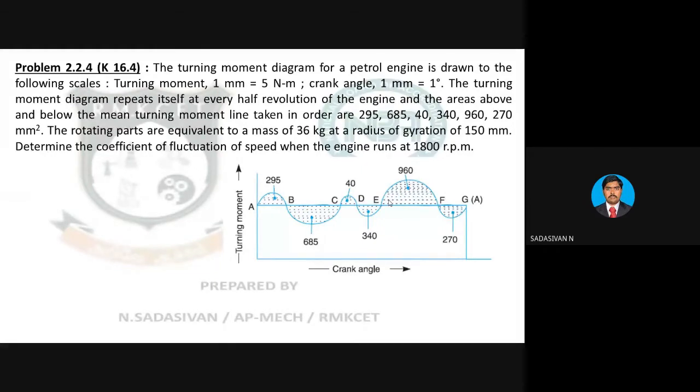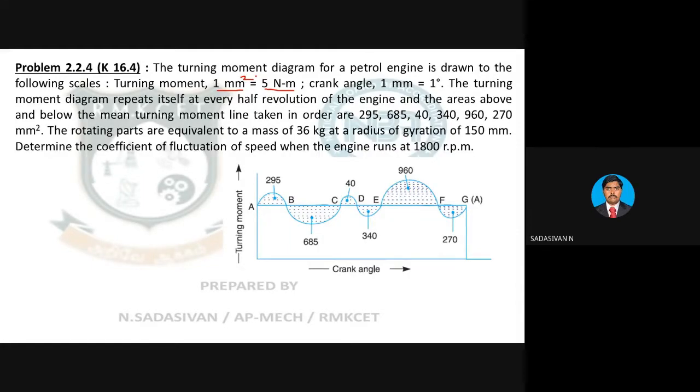The turning moment diagram for a petrol engine is drawn to the following scale: turning moment, 1 mm equals 5 Newton meter. What does this mean? A scale is given to you like a map. 1 millimeter in the turning moment diagram equals 5 Newton meter. Actually, this is 1 millimeter square. 1 millimeter square in the turning moment diagram is 5 Newton meter. Area under the curve: if you have 1 millimeter square area, it will be 5 Newton meter torque.